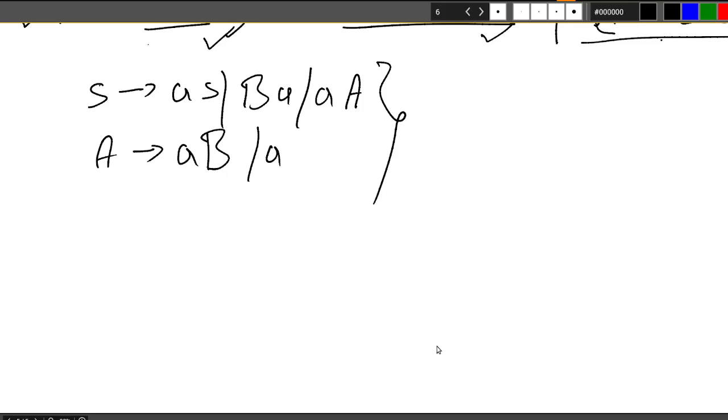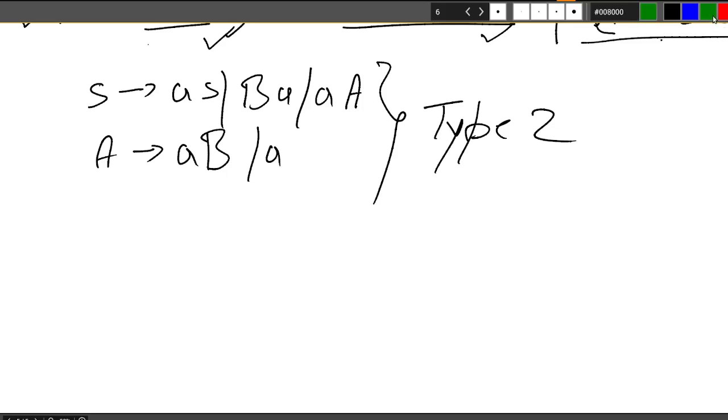Can it be type 3? No, sir. It can't be type 3 because when S gives BA and AA, it is left linear and right linear both. And when A gives B, it is right linear because it is on the right-hand side. So it is a combination, so it can't be type 3. So it is a type 2 grammar. Yes.